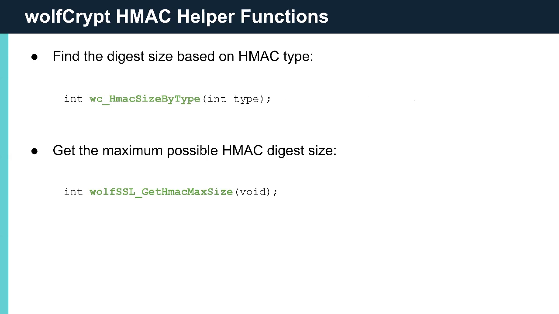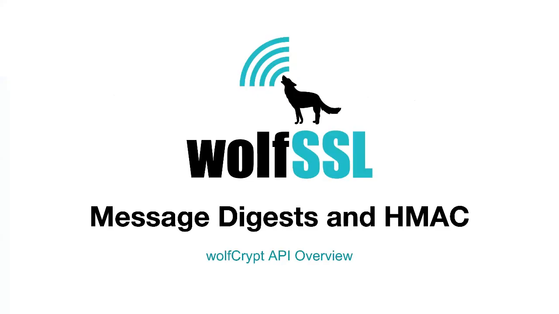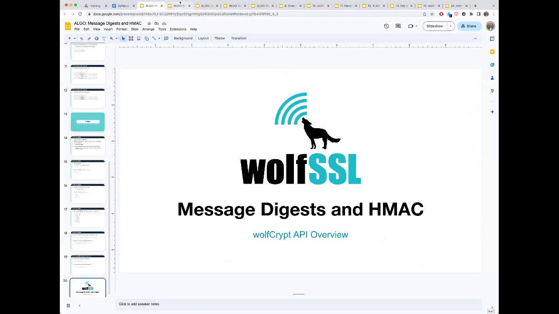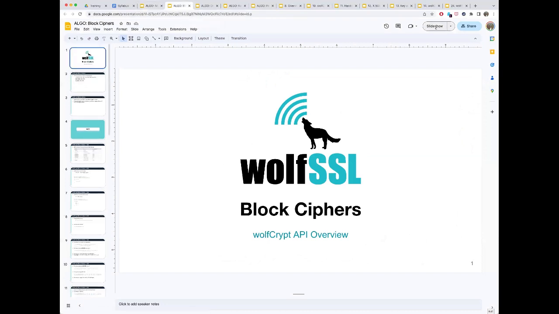There are some helper functions we have for use with HMAC. HmacSizeByType will take in a type and return you the right output MAC size. There's also a get HMAC max size function, which will return the maximum possible size of a MAC across all the message digests that are enabled underneath. Okay, so that gives you the quick overview of our message digests and HMAC. Next up, we're going on to block ciphers.